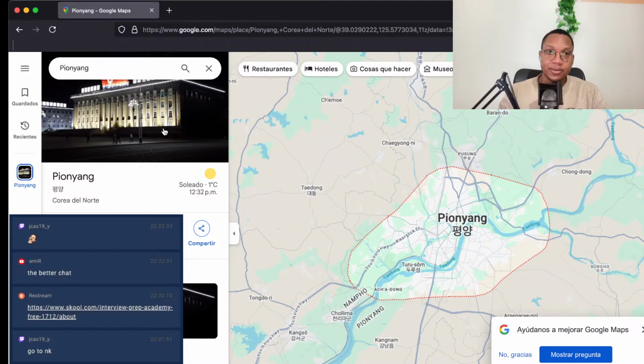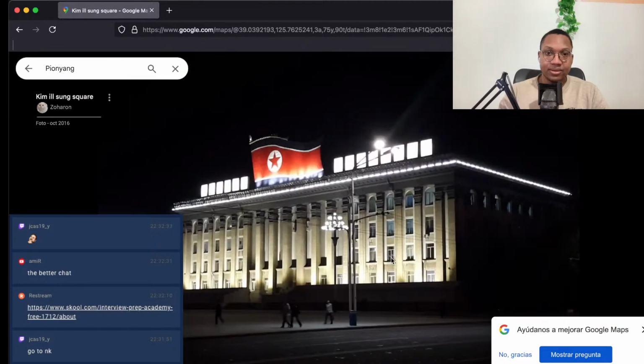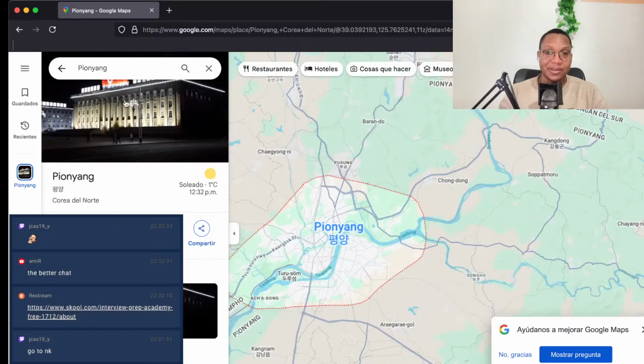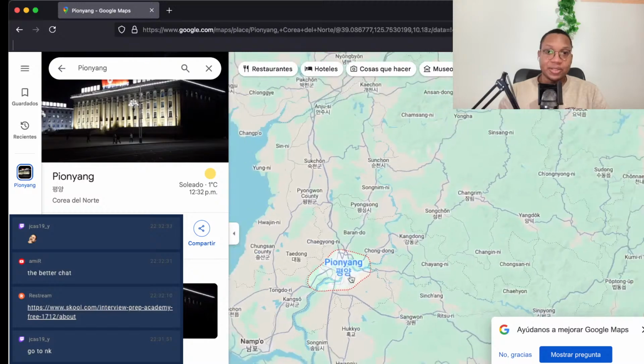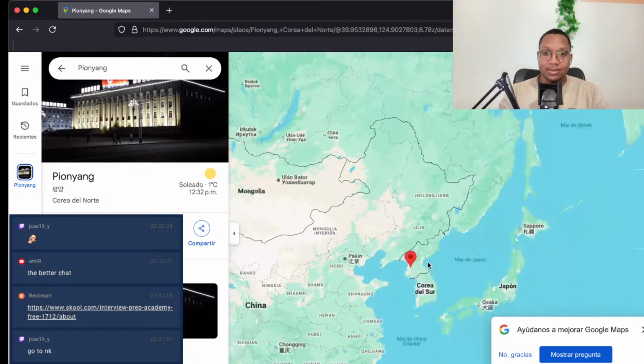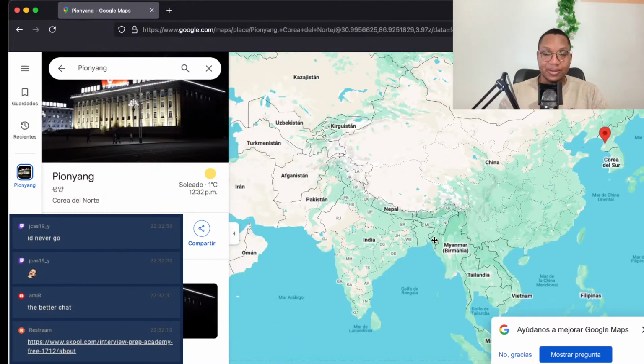Can you imagine, bro? This is Google Maps. Yeah, Google can't even go there. They put restrictions on it. Google can't even go there.